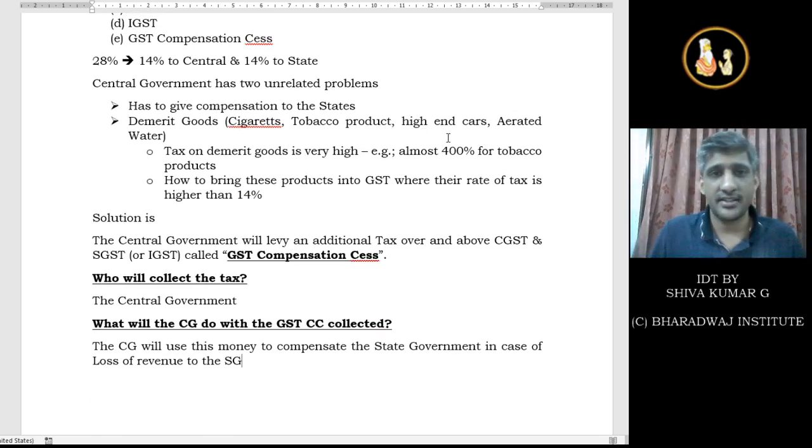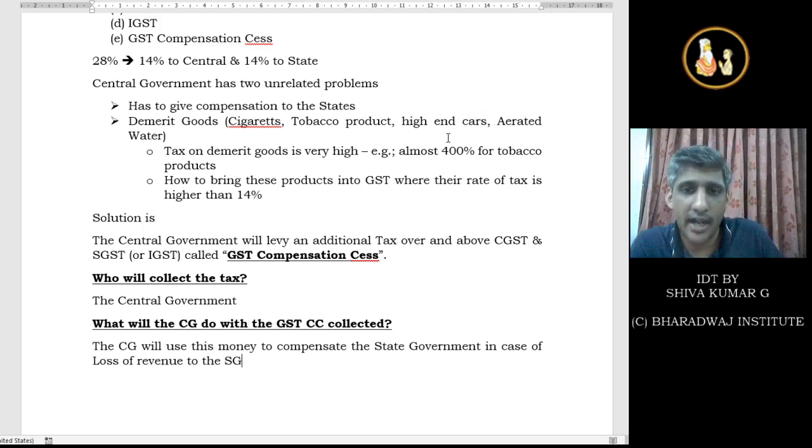GST compensation cess. So GST tax will only be 14 plus 14, that is 28, but GST compensation cess will be a separate tax, a fifth tax. And how much will it be? 386%. So together, I am maintaining the tax on demerit goods. Second, using that money tomorrow, I can even increase it. If I tax cigarettes or tobacco, nobody is going to ask why.